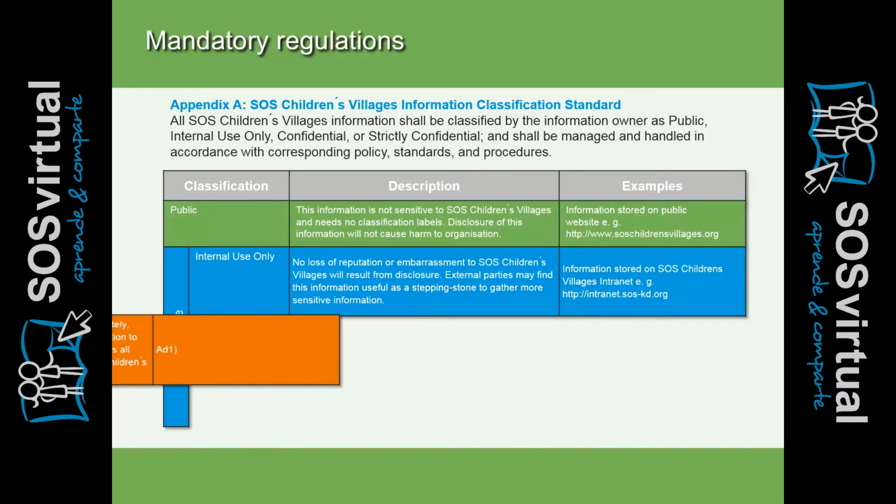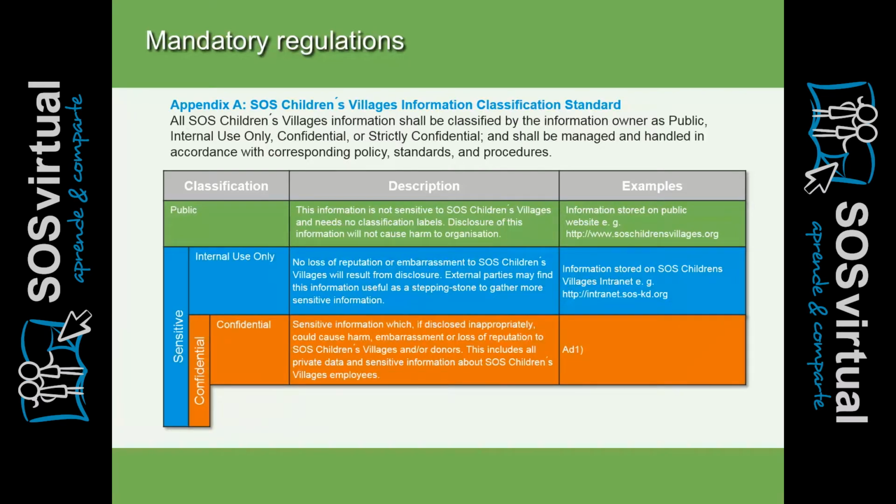The third classification is about confidential information, which is also divided into confidential and strictly confidential information. Confidential information is sensitive, and if disclosed inappropriately, it could be harmful, causing damage, embarrassment, or loss of reputation for SOS Children's Villages, its partners, and donors. This includes all private data and confidential information about participants and co-workers.